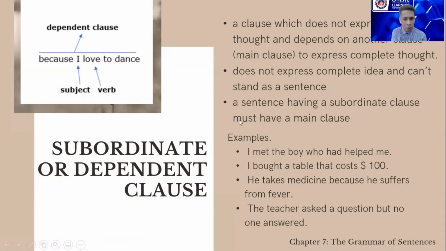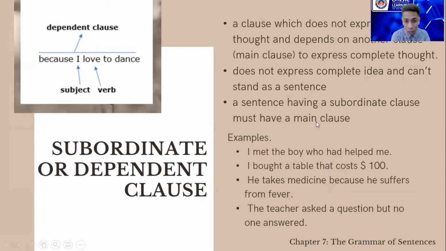You're going to ask yourself, is this statement answering my question? Or is the sentence supported? Next one, it does not express a complete idea and can't stand as a sentence. Basically, a sentence having a subordinate clause must have a main clause or one independent clause. For example, I met the boy who had helped me. We cannot say if this one is already complete. Next one, I bought a table that cost $100.